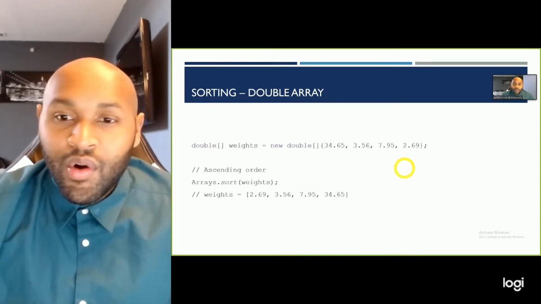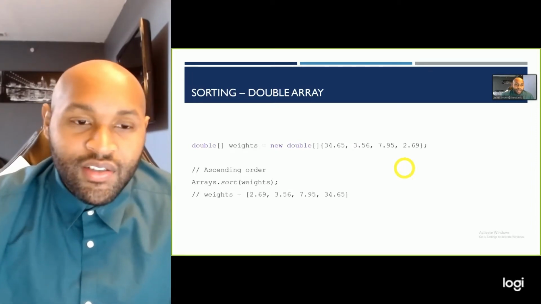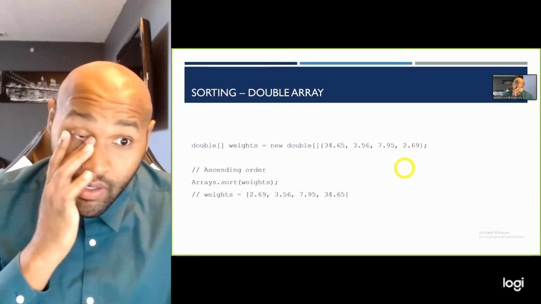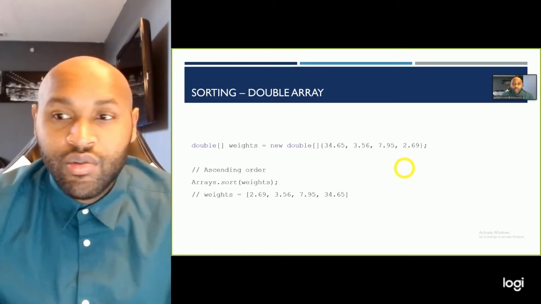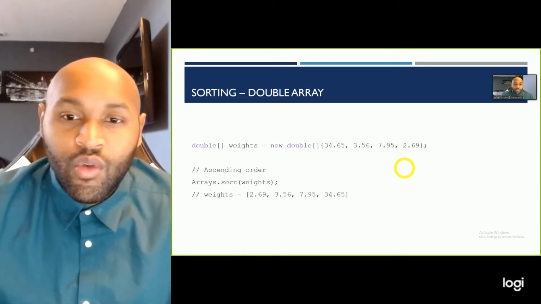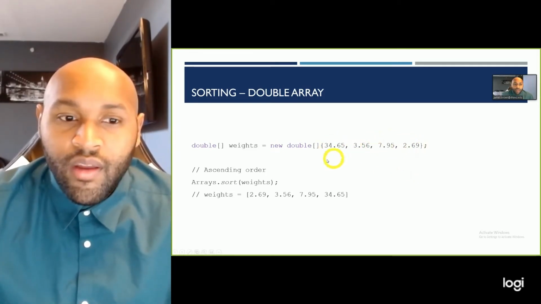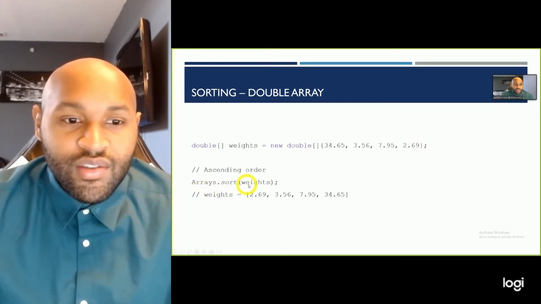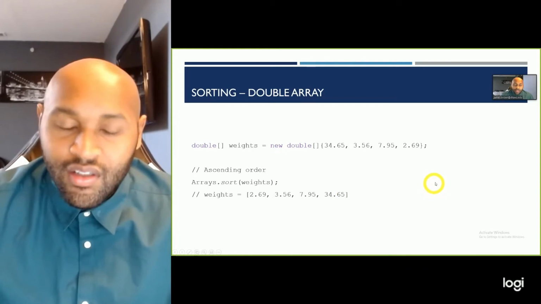With a double array, same thing as an integer array. So we have our weights right here, double weights equals new double. We create our array. We pass in all these values for our array. Then we do Arrays.sort weights, and it sorts it in ascending order.